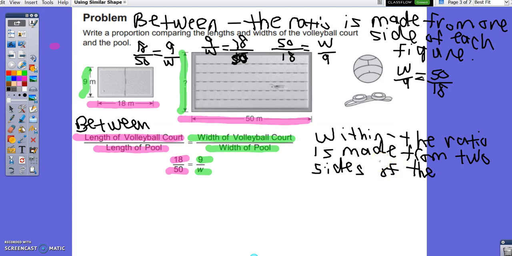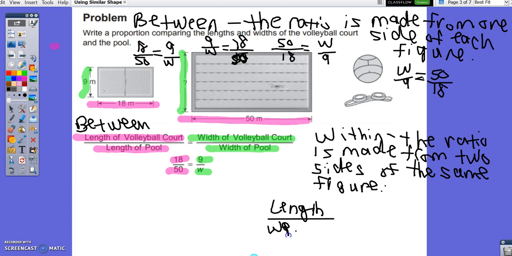The ratio is made from two sides of the same figure. So we could have the length over the width. So that could be 18 over 9 equals 50 over W.